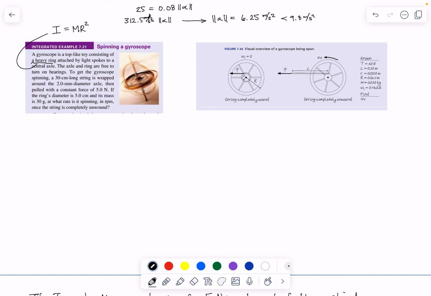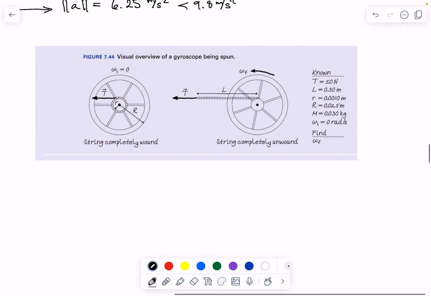Okay. The axle and the ring are free to turn on bearings to get the gyroscope spinning. A 30-centimeter long string is wrapped around the 2-millimeter diameter axle, then pulled with a constant force of 5 newtons. Right. So in this diagram over here, what's really nice is they actually converted everything for us. So notice how it's all in meters, right? Newtons, kilograms, radians per second.